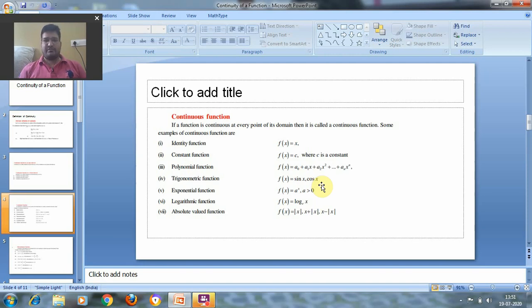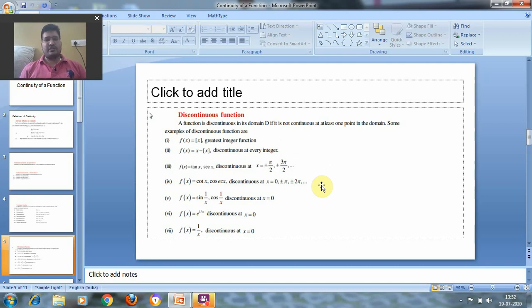Some trigonometric functions like sin x and cos x, some exponential functions like e raised to the power x, a raised to the power x, logarithmic functions log x, and some absolute valued functions: modulus x, x plus modulus x, x minus modulus x. These are continuous functions which have to be remembered directly.